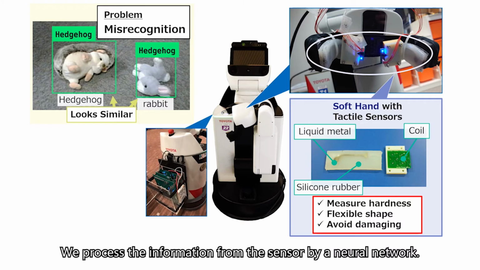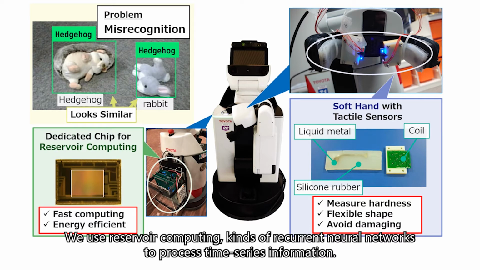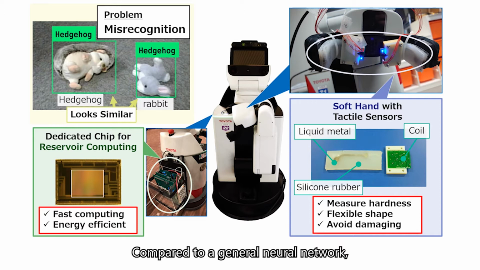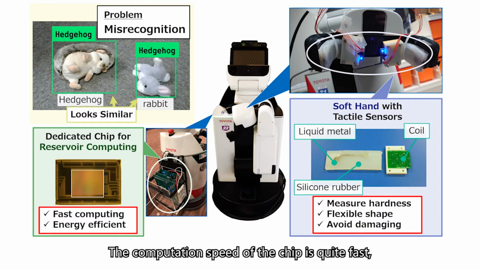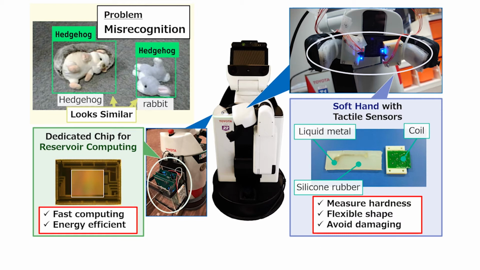We process the information from the sensor by a neural network. We use reservoir computing, kinds of recurrent neural networks to process time series information. Compared to a general neural network, the training cost of reservoir computing is low. We also develop a dedicated chip for reservoir computing. The computation speed of the chip is quite fast, and this chip consumes quite low energy, so it is suitable for the processor of the robot.